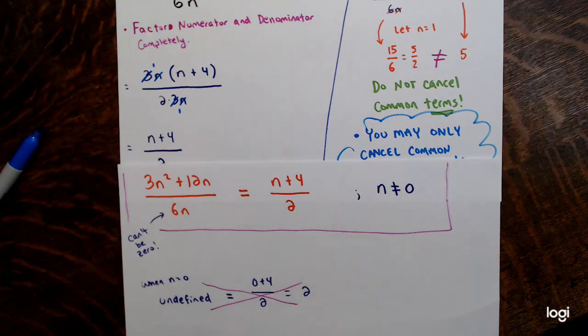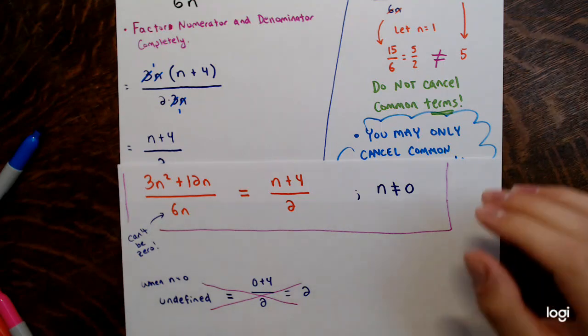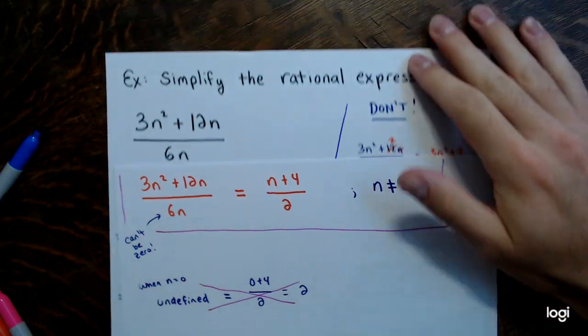So just keep that in mind, that denominators cannot be 0, and I will point out values that make denominators 0, make things undefined, as we go through. All right, so that was my first example. Got plenty more.